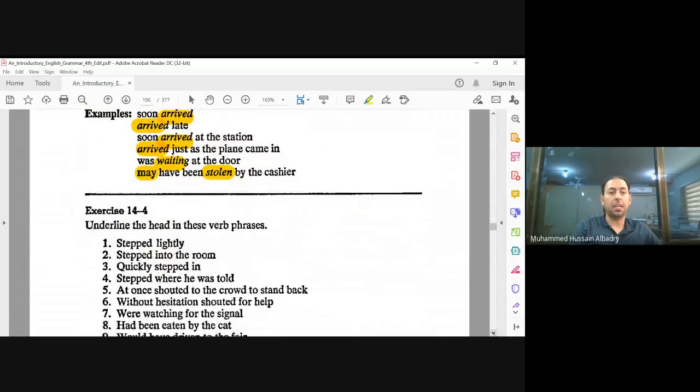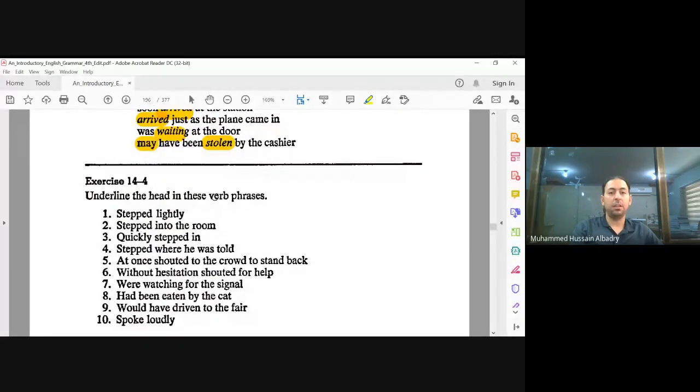Here I tell you, underline the head in the verb phrases. For example, stepped lightly, stepped in the room, stepped, see stepped. All of it is stepped. At once shouted. See, without hesitation shouted. We're watching, eating, etc. All these are what?